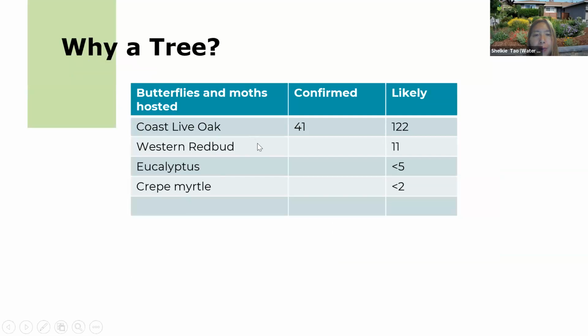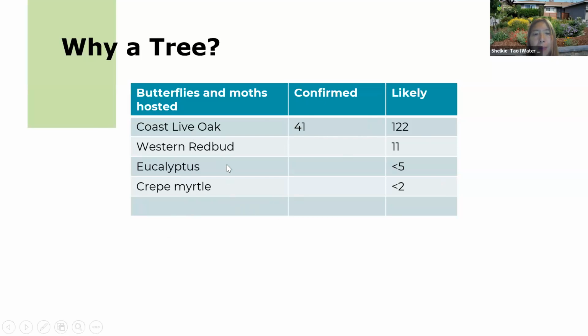This is an example to show you how much biodiversity benefit a tree can have. For coast live oak, it is confirmed it can feed 41 different types of insects, and likely 122. So altogether, it can feed something like 170 different types of insects. While eucalyptus, it's less than 5. The cream myrtle, actually it's 0.